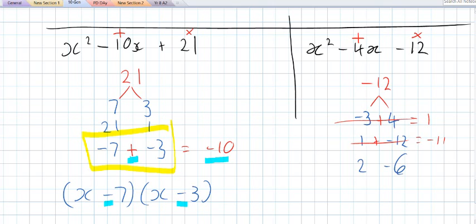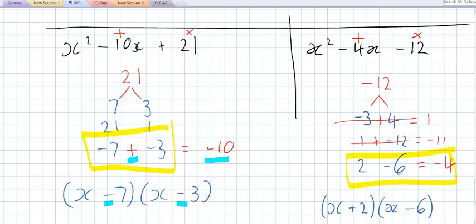-4. Good. And is that the number we want? Yes, because it's the middle number, equals negative 12. So we found our pair, yes? Then you bracket x, take 2, or +2. Bracket x, take 6. Well done. Alright, getting the hang of it? No. Thank you for your vote of confidence, Kelly.